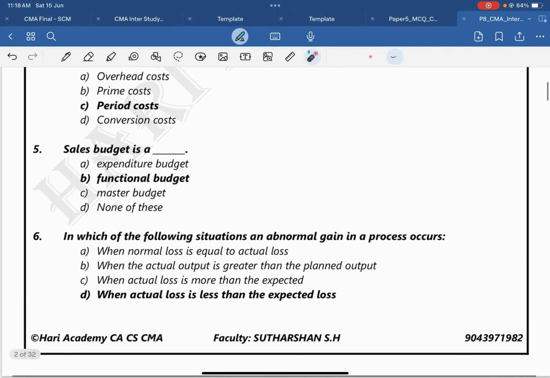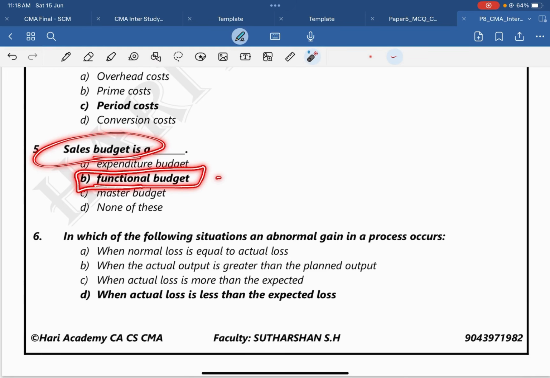Make sure: sales budget is a functional budget. Production budget is a functional budget. Listen to this video till the end, because in some of the answers we may commit a mistake, and at the time of solving the problem we may correct it. Don't rely completely on this MCQ for self-study. Just accompany it with this video so that you have good conceptual knowledge.